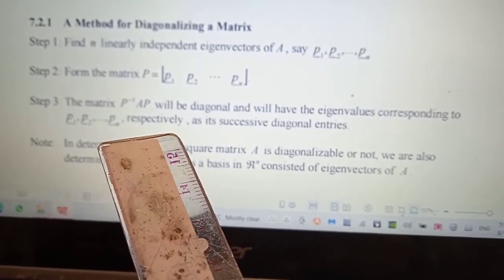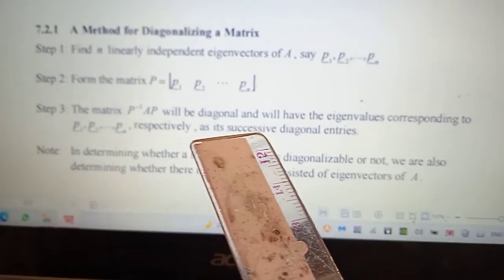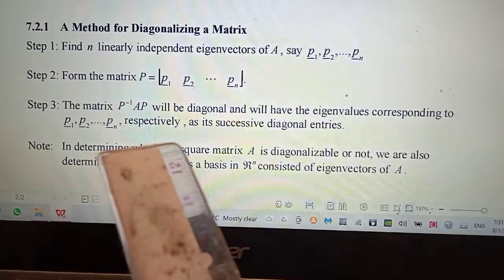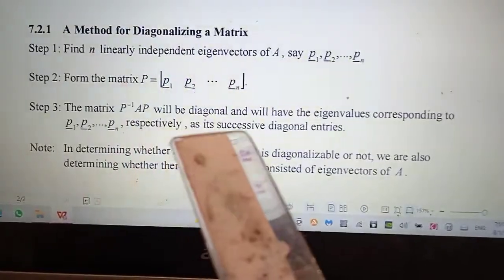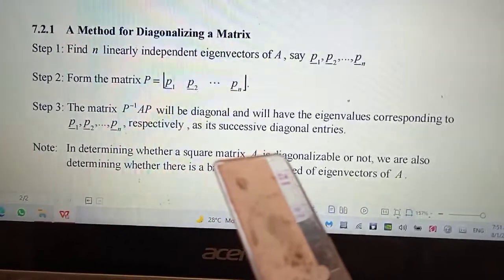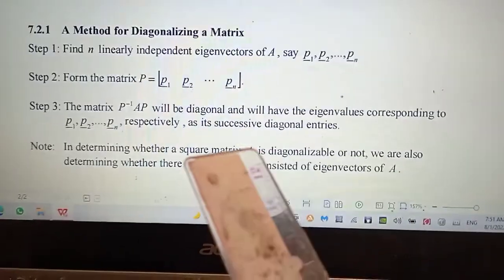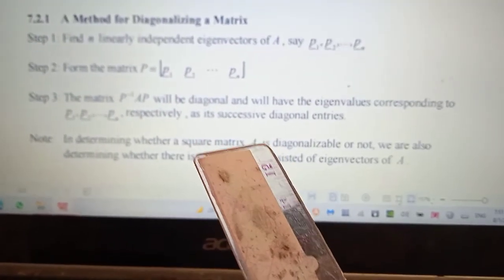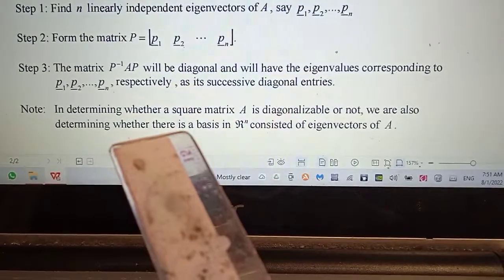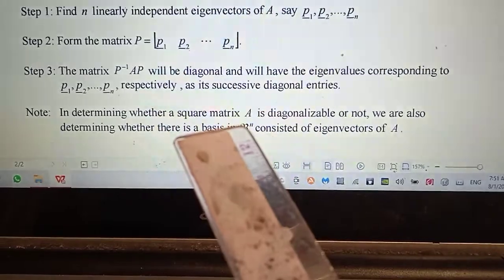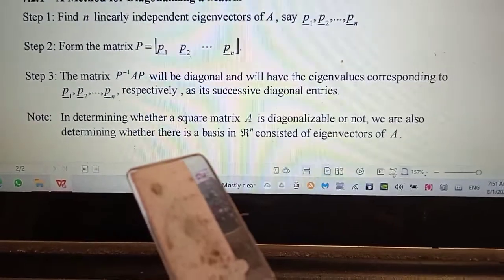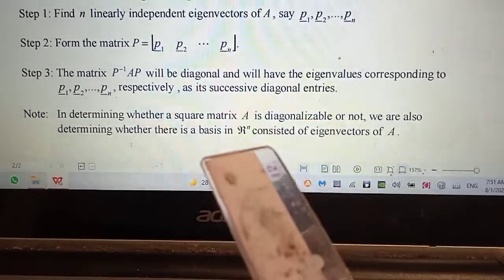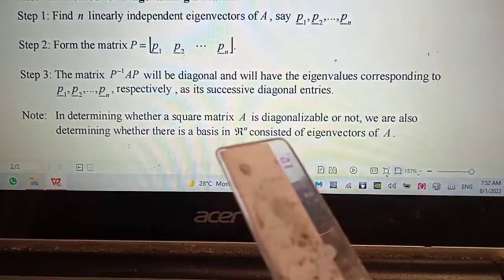And then step 3, matrix P inverse AP will be diagonal and will have the eigenvalues corresponding to vectors P1 until Pn respectively as its successive diagonal entries. This one just states the steps. You will understand more once I give you an example. In determining whether a square matrix A is diagonalizable or not, we are also determining whether there is a basis in space R^n consisting of eigenvectors of A. So this is a statement, and we will see it in the example.